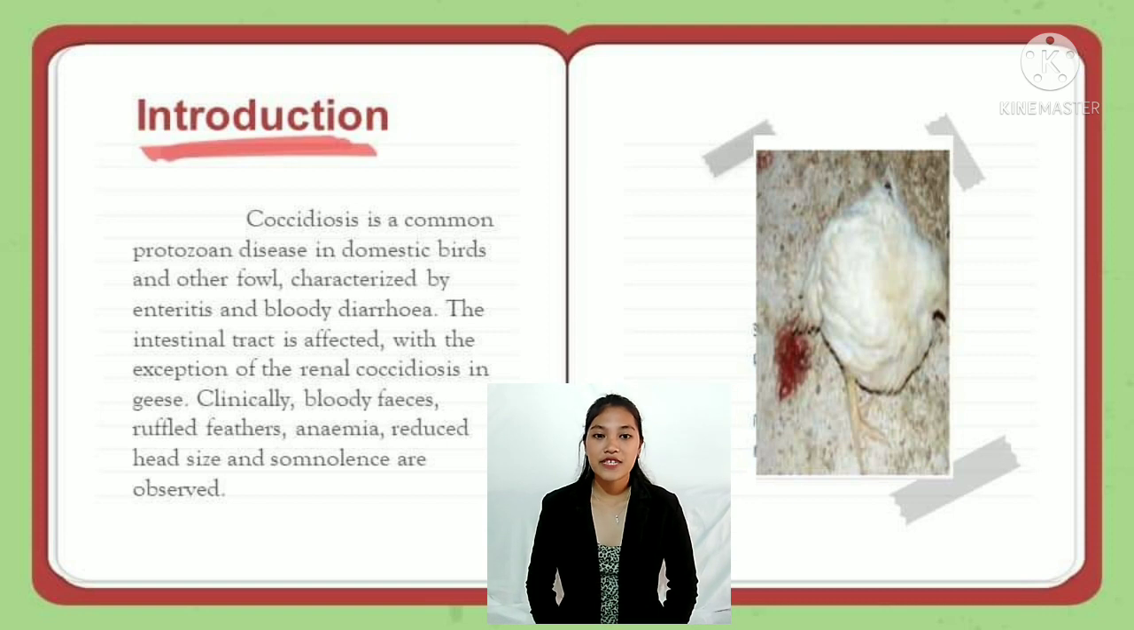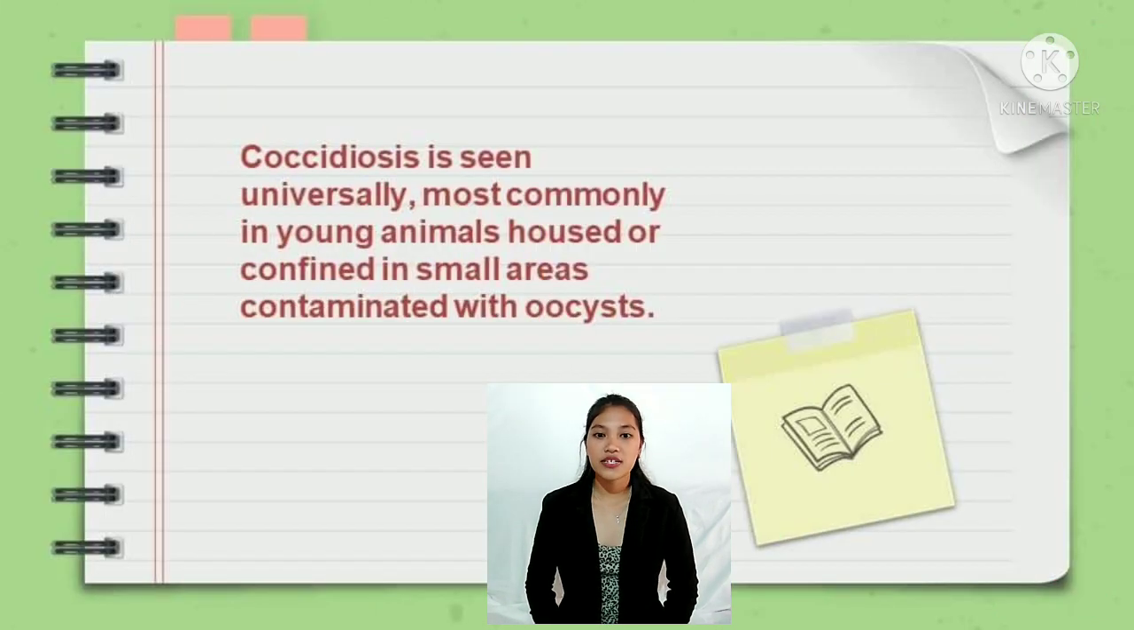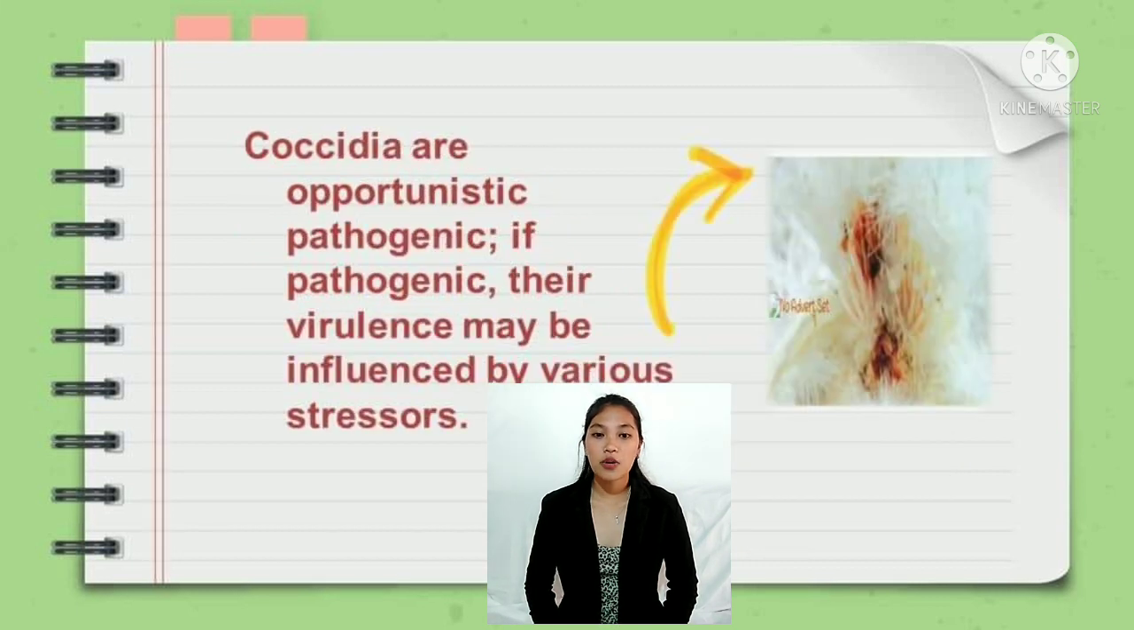Clinically, bloody feces, ruffled feathers, anemia, reduced head size, and somnolence are observed. Coccidiosis occurs universally, most commonly in young animals housed or confined in small areas contaminated with oocysts. Coccidia are opportunistic pathogens. If pathogenic, their virulence may be influenced by various stressors.